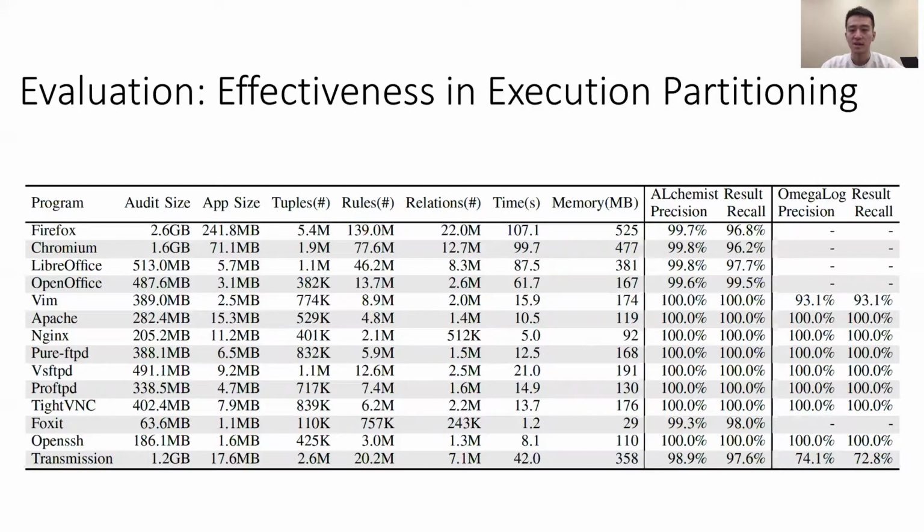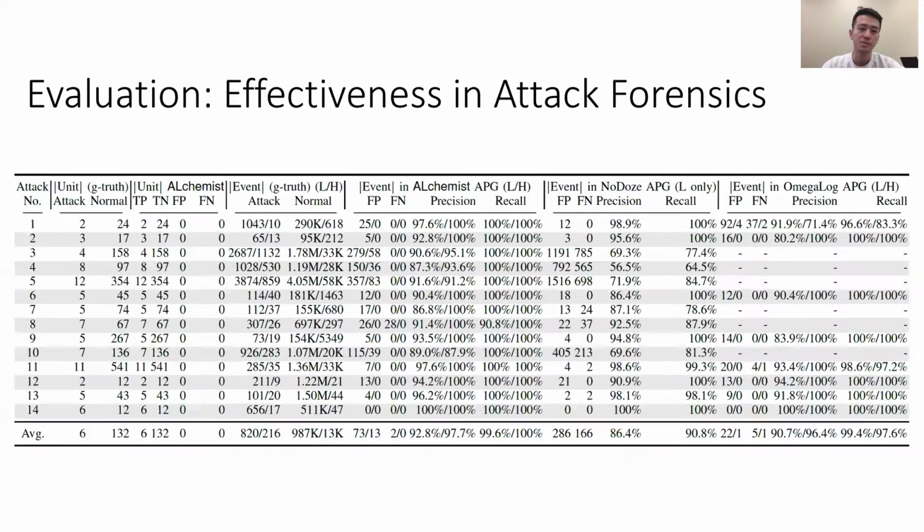Observe that Alchemist can achieve 100% accuracy for most of them. However, OmegaLog does not support applications like Firefox because of asynchronous background behavior. We use Alchemist, NoDoze, and OmegaLog to generate a provenance graph for 14 attacks. Alchemist outperforms NoDoze and OmegaLog on most attacks. The average precision of Alchemist is over 19%, and the average recall is nearly 100%.